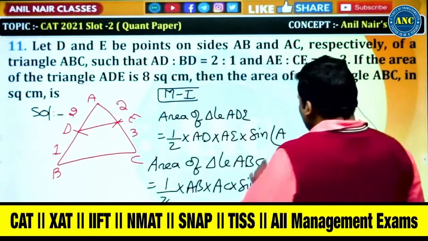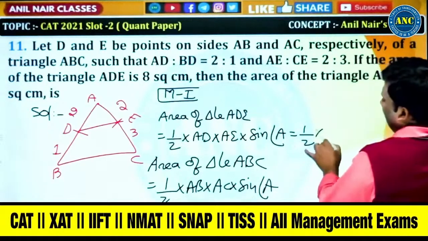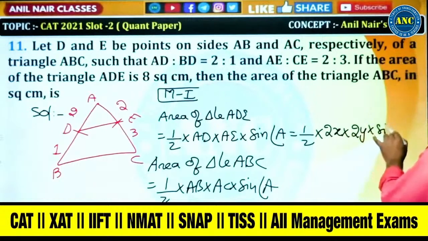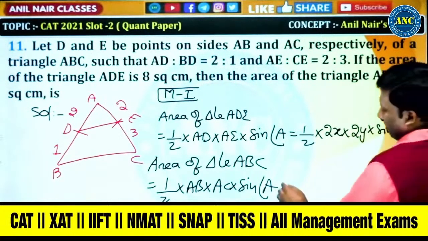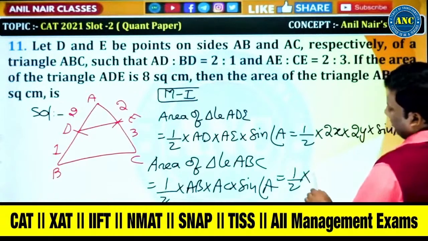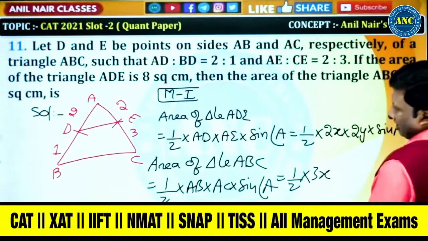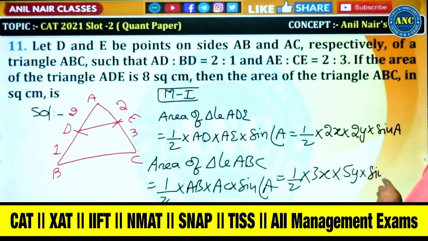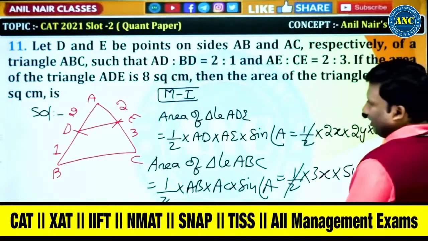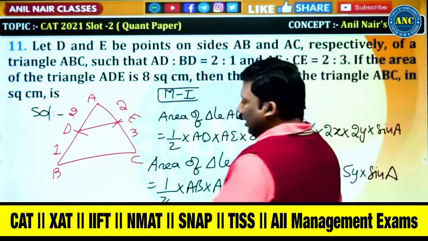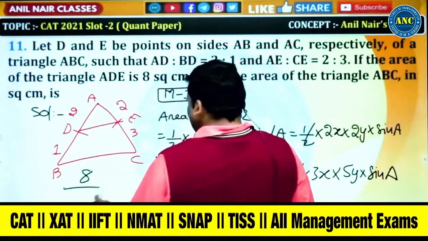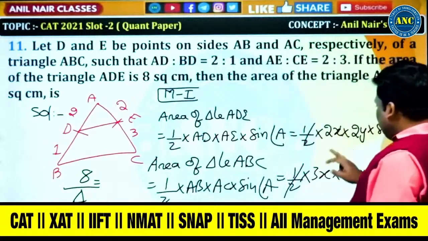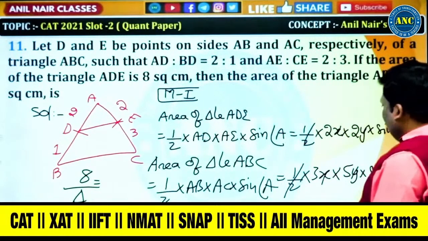If it is 2 is to 1, half into AD, it is 2x, AE, it is 2y, sine A. So this will become half into AB, it will become 2x plus x, 3x, into AC, 2y plus 3y, 5y, into sine angle A. Half cancels out. Area of triangle ADE is 8, and by this area we require delta. xx cancel, yy cancel, sin A cancel.